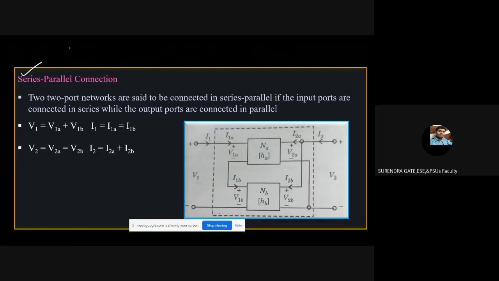Next, series parallel connection. In series parallel connection, which parameters are added directly? H parameters. What do we mean by series parallel connection? The input port is a series connection and the output port is a parallel connection. At the input port, voltages are added and currents are equal because of the series connection. At the output port, voltages are equal but currents are added because of the parallel connection. Clear, students?